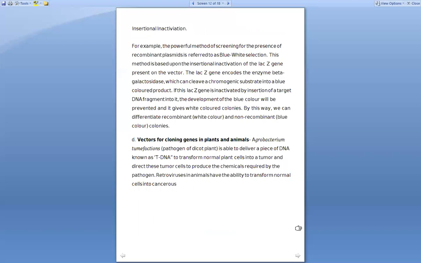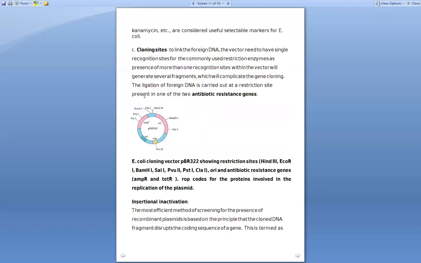So next, the powerful method of screening for the presence of recombinant plasmid is referred to as blue-white selection. See, this is the example which I have explained above in this cloning vector, right? Upon the insertion of the gene of interest over here, it can carry out the inactivation of this tetracycline resistant gene, and that is nothing but insertional inactivation.